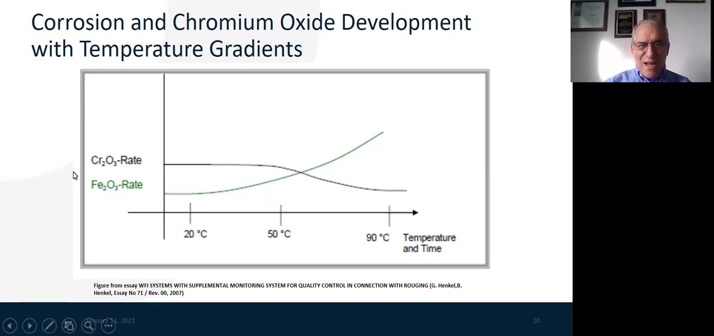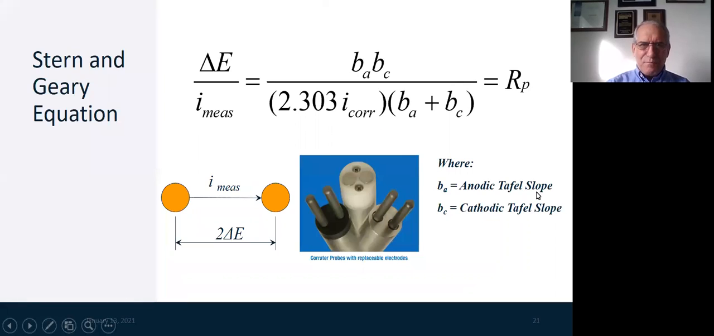The ferric oxide, though, as you can see here as hematite, actually develops more strenuously as the temperature increases. The higher the temperature, when you're running your system at 80 to 85 degrees Celsius, will cause the ferric oxide rate to develop very highly.